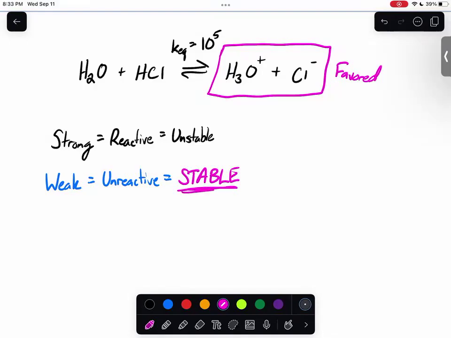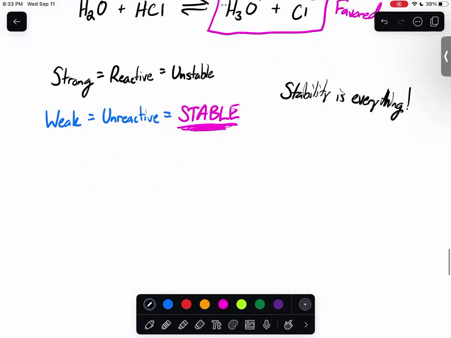And why is the word stable so important? It is because stability is everything. Which sounds like an absolutely weird statement to say, but it is important because stability is the driving force whenever we're looking at everything in OChem, and it's primarily related to energy. But the first thing that I want to take a look at is that favorability is related to stability.